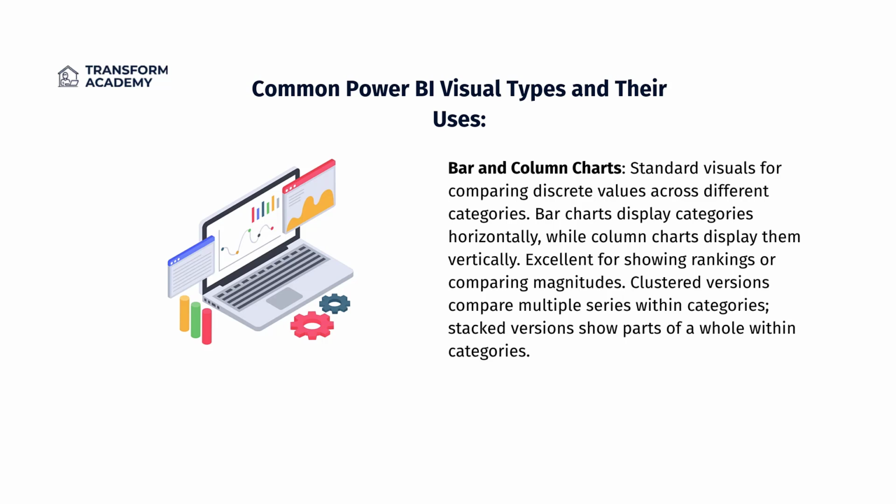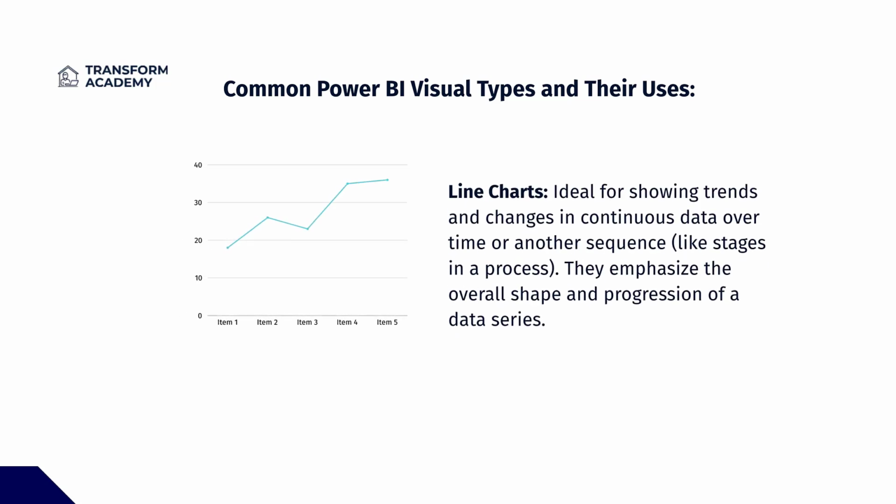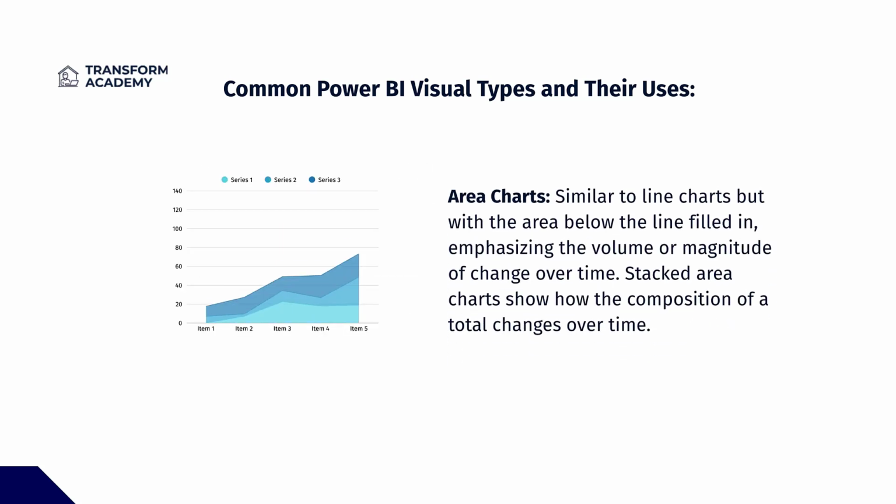Clustered version compares multiple series within categories. Stacked version shows parts of a whole within categories. Line chart. Ideal for showing trends and changes in continuous data over time or another sequence, like stages in a process. They emphasize the overall shape and progression of a data series.